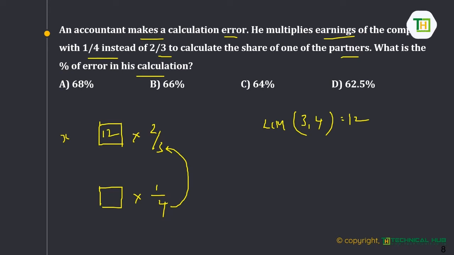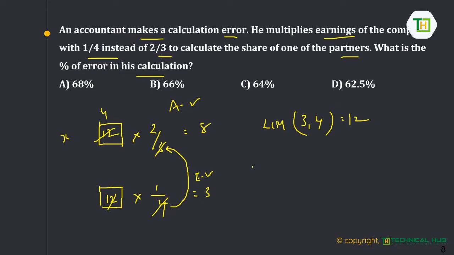So if you multiply 12 into 2 by 3, what will you get? 3, 4 times, so 4 into 2, 8. So the actual value is 8. But you have to multiply with 1 by 4, so 12 into 1 by 4, the error value is equal to 3. So they're asking what is the percentage error in the calculations.